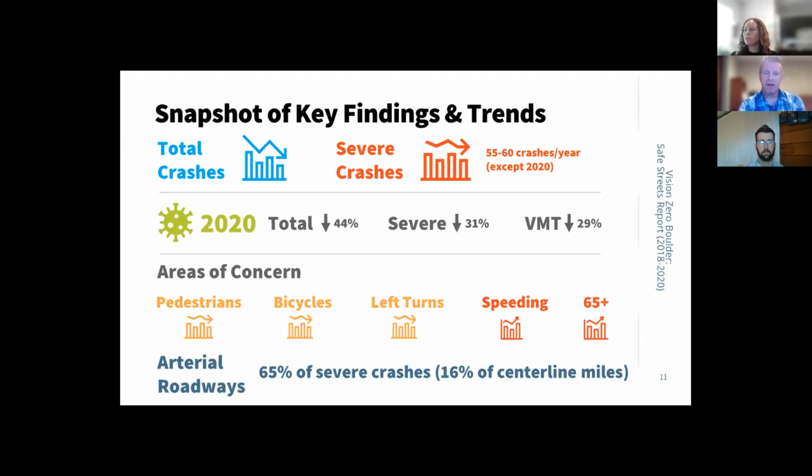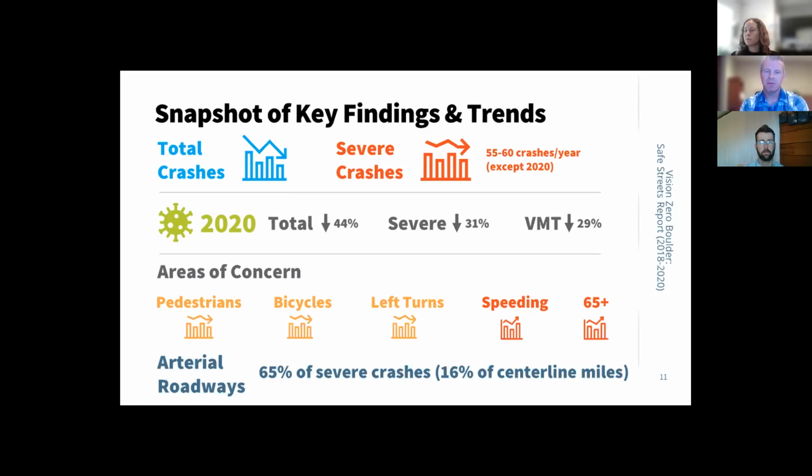So this infographic provides a snapshot of the key findings and trends based on the 2018 to 2020 crash data analysis and comparing that to prior trends dating all the way back to the year 2009. And really what we find in the city is that our total crashes per year have been trending down since the year 2016. Total crashes peaked at around 2,600 total crashes in 2016, then declined to approximately 2,200 total crashes in 2019. And in 2020, we had about 1,200 total crashes.